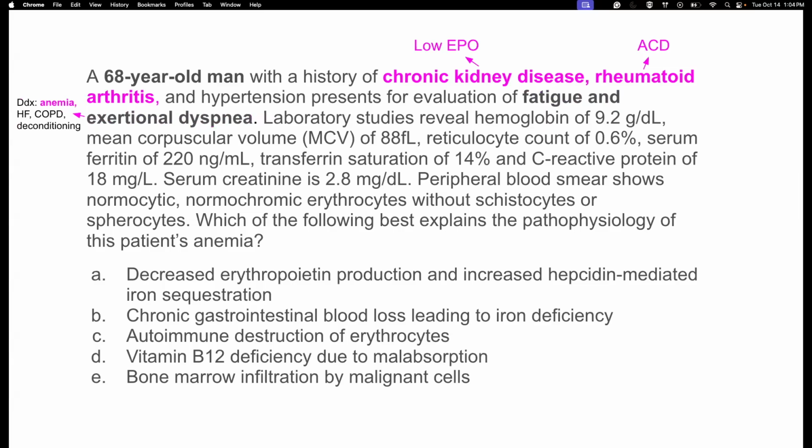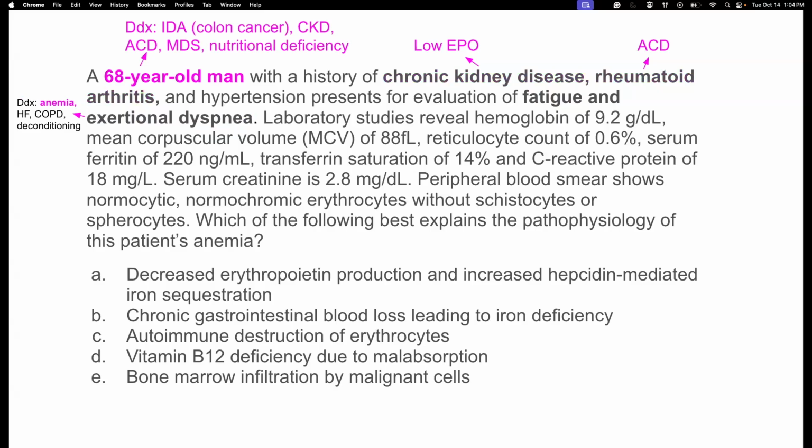So the patient has a history of chronic kidney disease, which we know can cause anemia because it causes a low EPO and reduced red blood cell production. And then this patient also has rheumatoid arthritis, which is an inflammatory condition, so it can cause an anemia of chronic disease. However, we want to keep a broad differential.